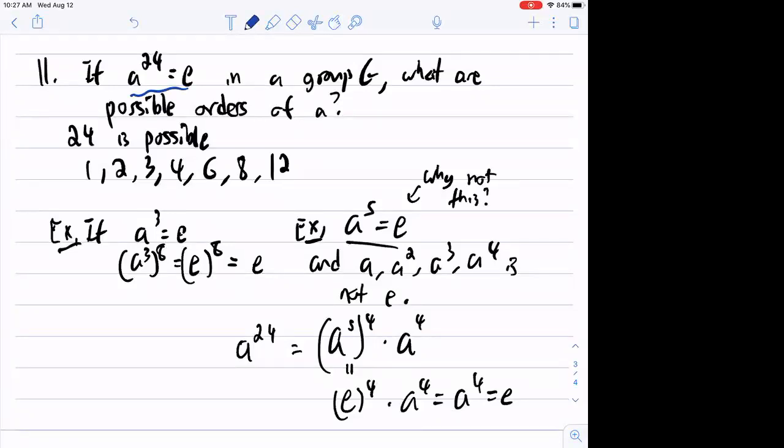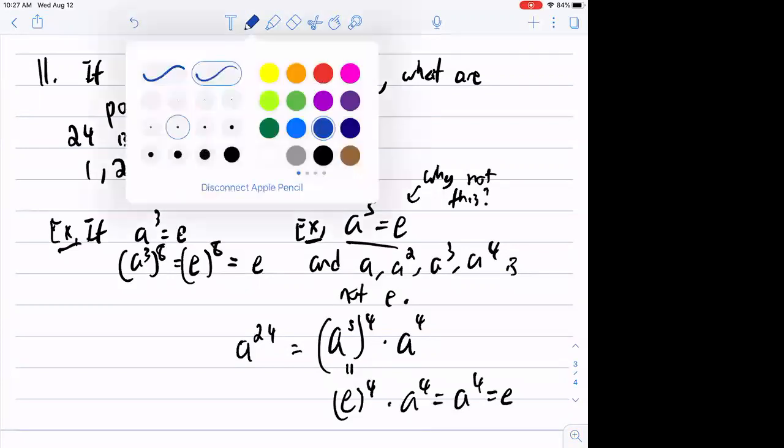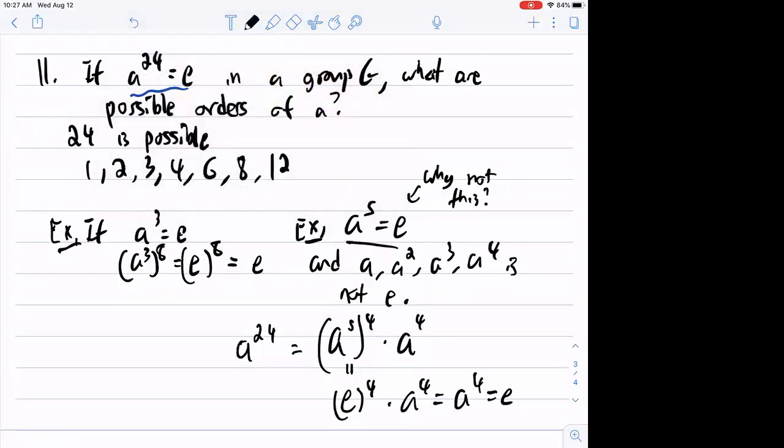So contradiction, right? Because if 5 was the order, it would mean a to the fourth is not e, but here we got a to the fourth is e. So if it's not a divisor, you can reduce it, right? Using the 24, you could reduce it, and then you get something smaller, and that would contradict the order, right? It's the division algorithm, right?